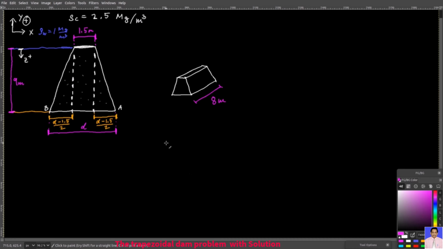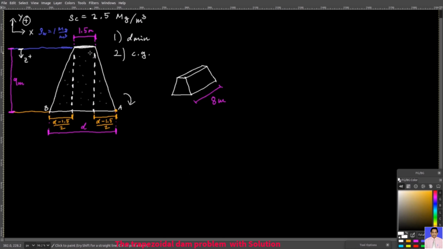And again, just like last time, your task is to find the smallest distance d that would still prevent the dam from tipping over about point A. So considering the depth of the water, which is 9 meters, what is the minimum distance d that still keeps the dam in place? So that's your first task. What's the d minimum? And then once you have it, you also need to find the center of gravity of this entire cross section.